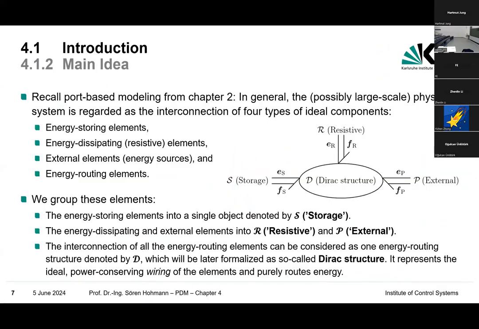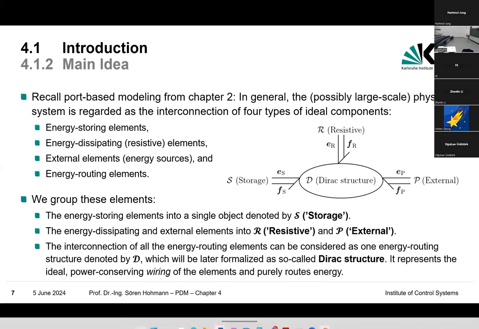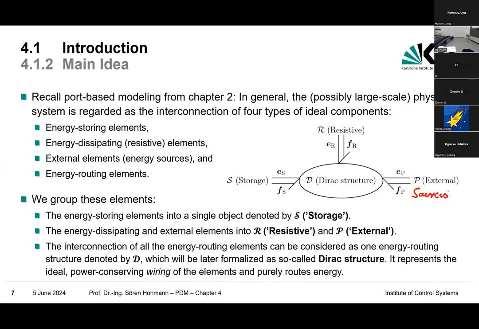Okay, so again, perhaps you can note sources here. And if you remember, we talked about some sort of energy routing. The energy routing elements were the bonds themselves, so how to connect them first, and second, we use some sort of junctions: the zero junction, the one junction, and transformers and gyrators. They do just power routing. Important. And therefore, I want to group them together and take this picture just as a graphical representation of this grouping.